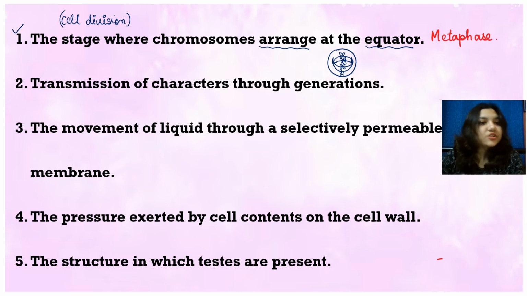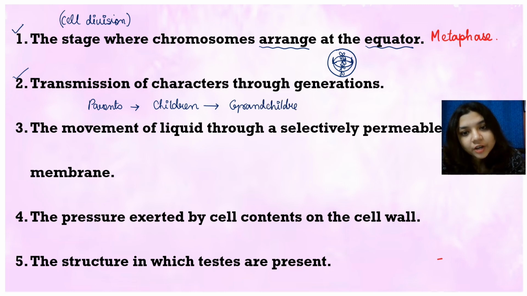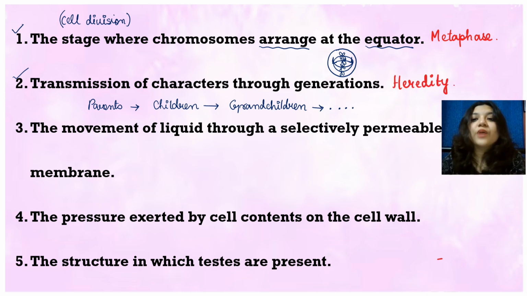Okay, let's go to the second one. Transmission of characters through generations. By this we mean that from the parents, the children will be inheriting some characters and traits. Like a lot of you will look like your father, a lot of you will resemble your mom. Then from the children, a few characters will go to the grandchildren. So one generation after the other, these characters will get passed on. If you have written heredity, then you have gotten the correct answer.